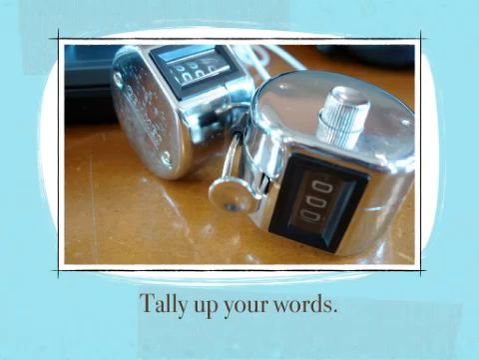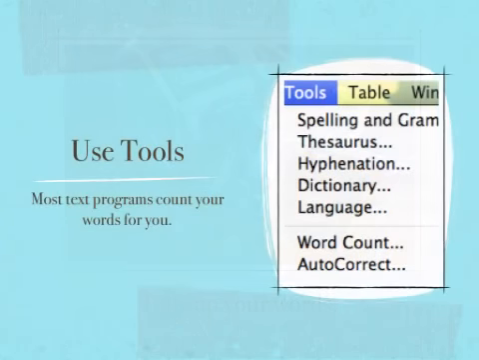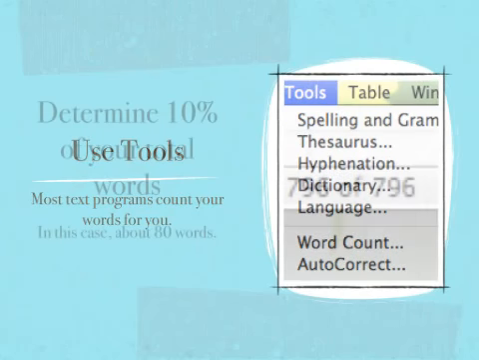I need you to tally up your words when you start the 10% cut. That means that you use the tools that are in your program to tell you how many words you have. This is a screenshot out of Microsoft Word on a Mac computer. Notice that there's a word count. On the bottom of everything I type on my computer, it actually tells me the word count. So use the tools that are provided for you by your current technology.